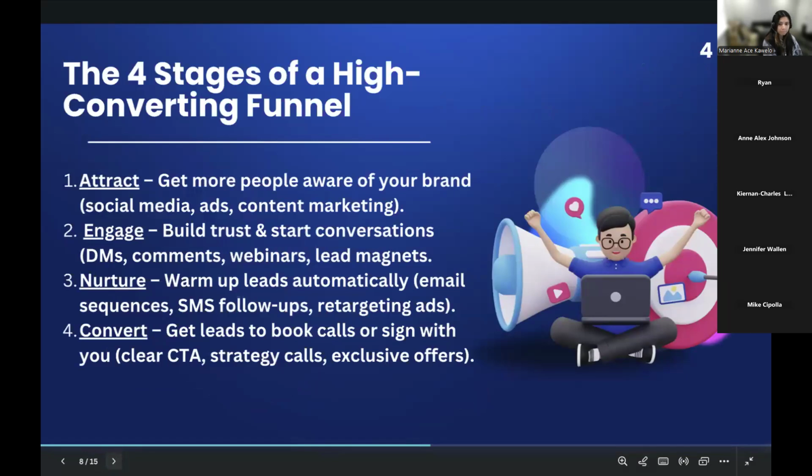So I have these four stages of high-converting funnels. Essentially, it's talking about the same thing: you're attracting people, engaging them, nurturing them, and converting them. If you can figure out a way, even through one system or one lead magnet, to do these four things, you have a higher percentage of converting them quickly into a client.